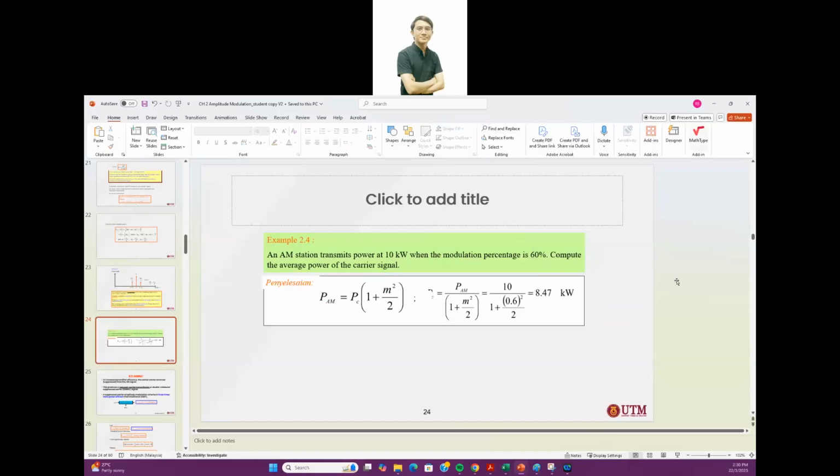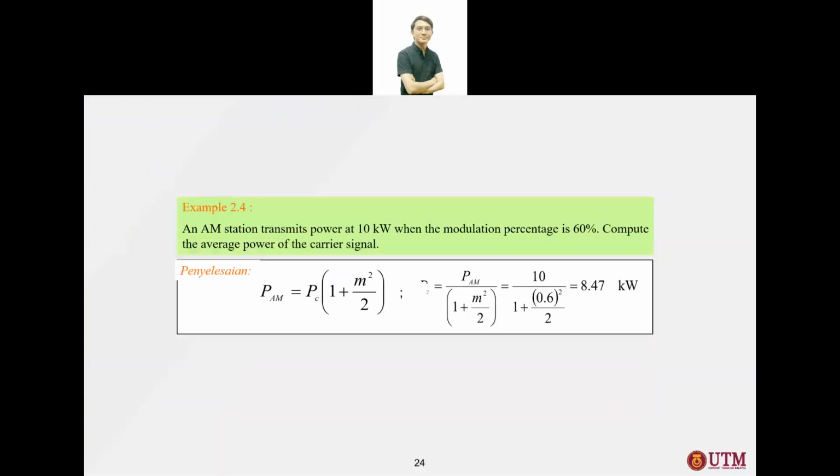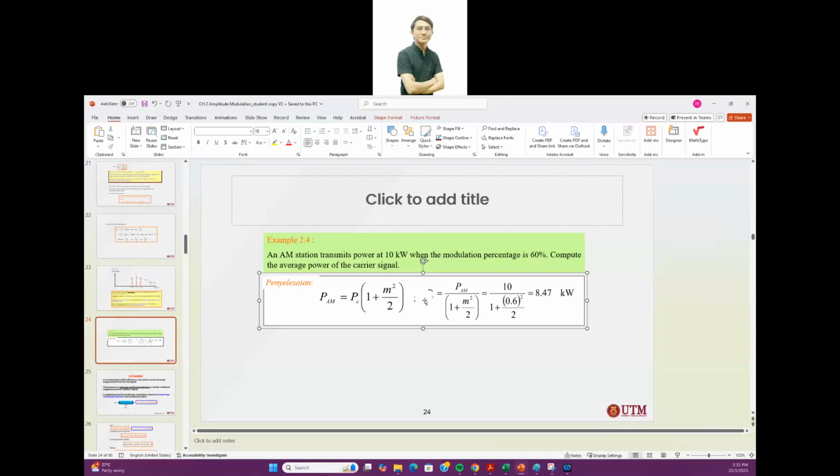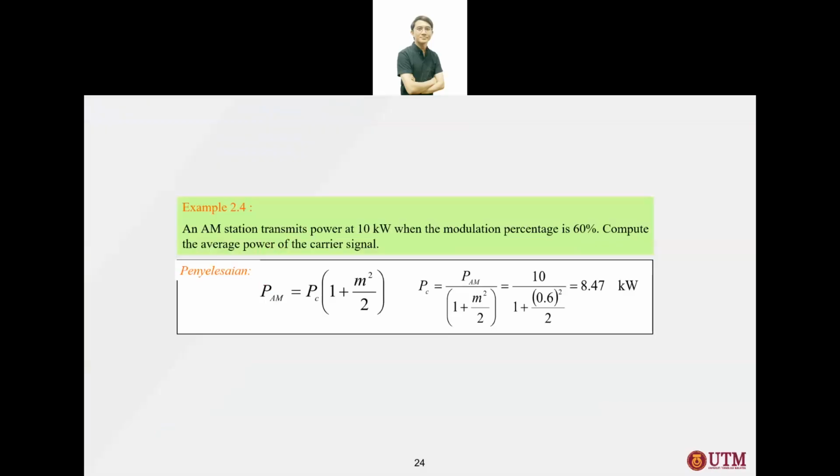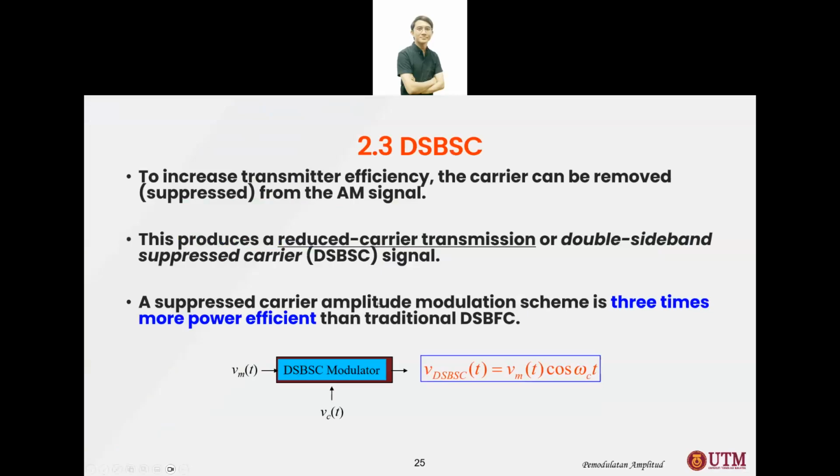So this one is better for your view. You can take this and try it at home. So 10 kilowatt, when modulation percentage is 60%. You just put 60% here, and then you get the answer. I think something is missing here. So you can try it at home.